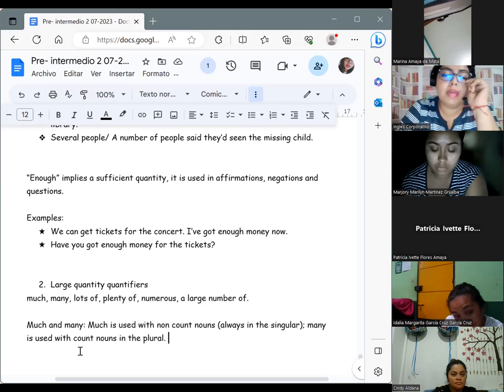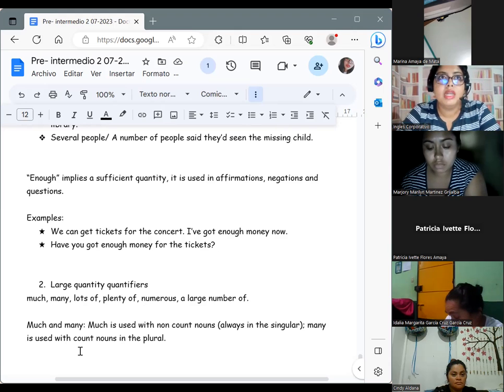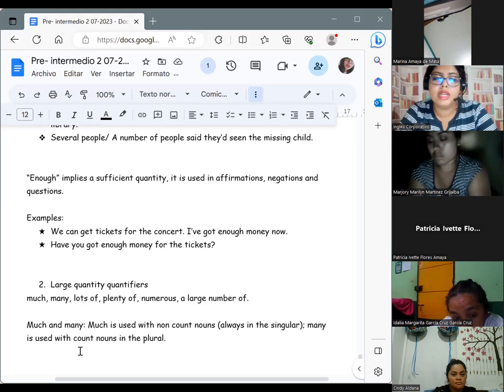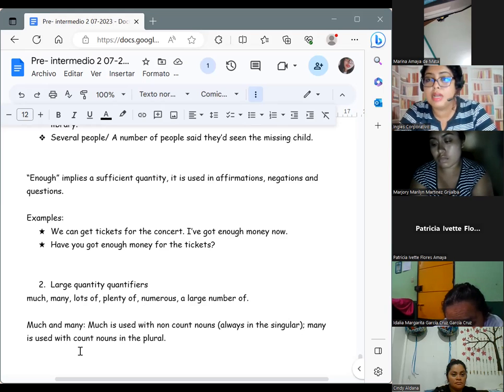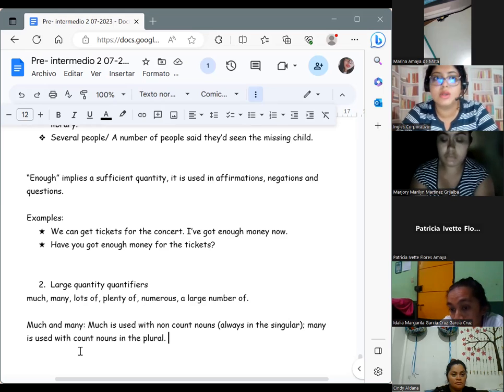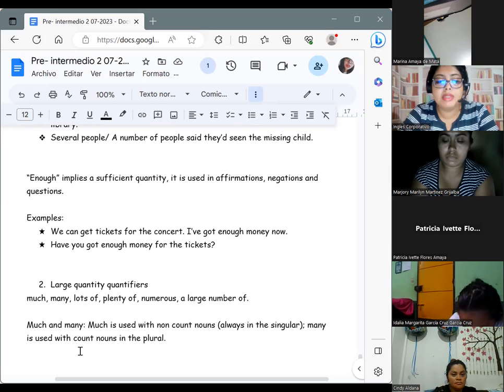So something that we need to keep in mind, in this case, is just a reminder. Much and many are not often used, in this case we're talking about modern spoken English, in affirmative statements, but they are very common in interrogative and negative contexts. Cuando hablamos de la forma moderna, no se utiliza tanto el much y many en oraciones afirmativas, pero sí se utiliza de forma negativa y en preguntas, pero esto es básicamente cuando se hacen cambios, ¿verdad? En el idioma, en este caso estamos hablando de la forma moderna.